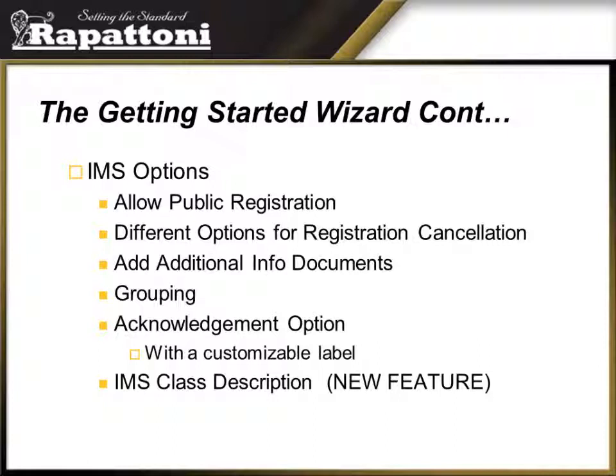So some of the features to keep in mind is, do you allow public to register for these classes? Do you want to allow different options for canceling the registration? You can upload additional information documents about this class. There's a grouping feature to group like classes together under their own hyperlink. You can force the agent upon registration to use an acknowledgement option with a customizable label, and our brand new feature, which is the IMS class description, which allows you to type in details about the class and it'll show right there on the registration page.